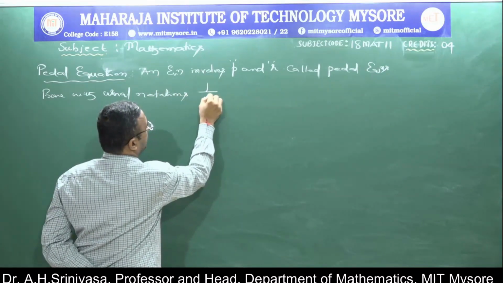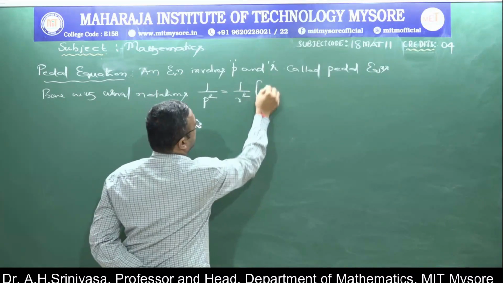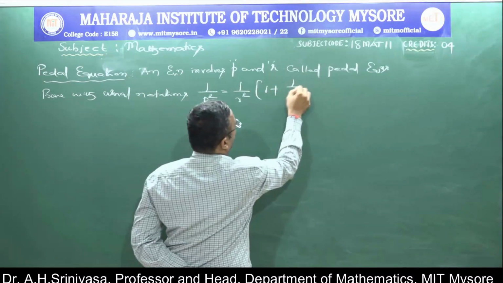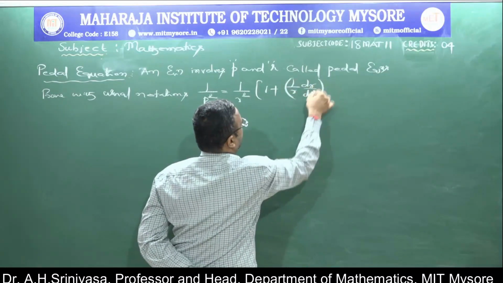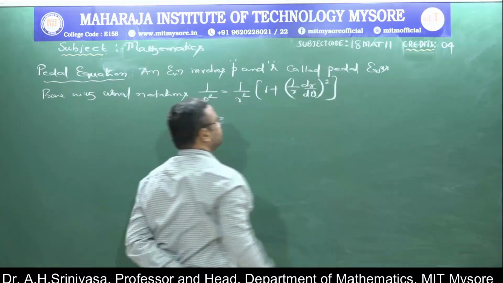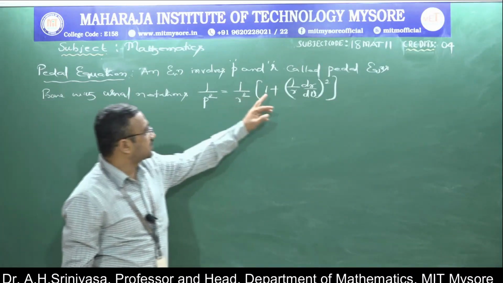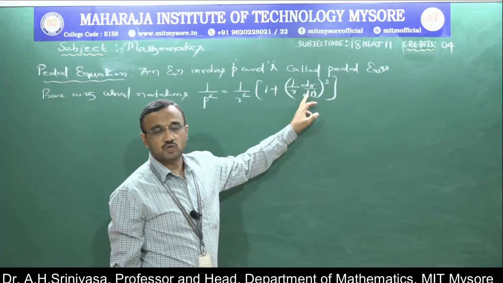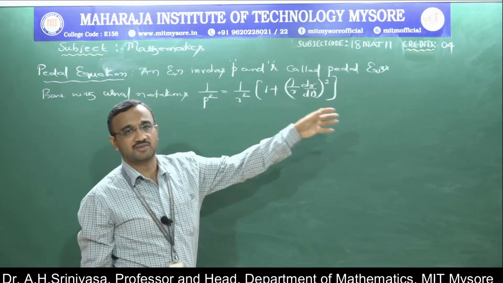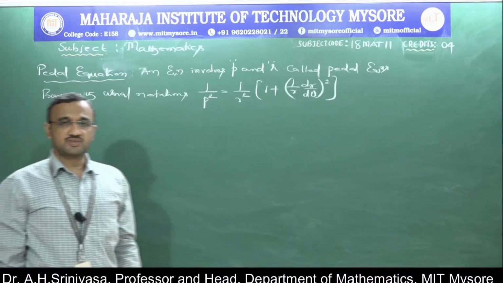1 by P square equal to 1 by R square into 1 plus 1 by R dr by d theta whole square. Or sometimes they ask 1 by P square equal to 1 by R square into 1 plus 1 by R square dr by d theta whole square. So many forms are there, so I am writing the general form here. We are going to prove this one.